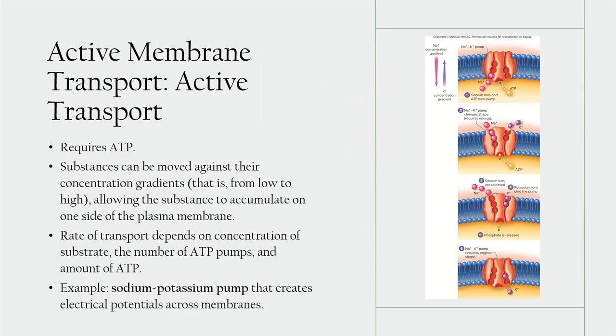And then there's the active membrane transport here, right? So it requires ATP. And again, we're re-highlighting what this is doing. You're moving substances against their concentration gradient, allowing them to accumulate on one side of the plasma membrane. So the rate of this transport depends upon the concentration of the substrate, the number of pumps that there are, and the amount of ATP or energy you have to transport that.